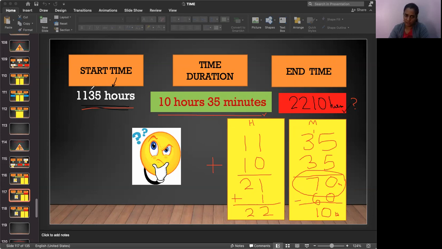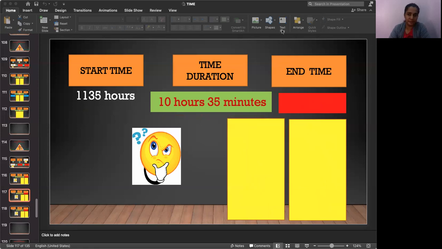Now, if I were to change this to the 12-hour system, it means an event started at 11:35 a.m., in the morning. And if it lasted for 10 hours and 35 minutes, what time did it end? 22:10 hours, it's 10 p.m. So this is a basic conversion between the 12 and the 24-hour system. Let's clear this and look at the third example.